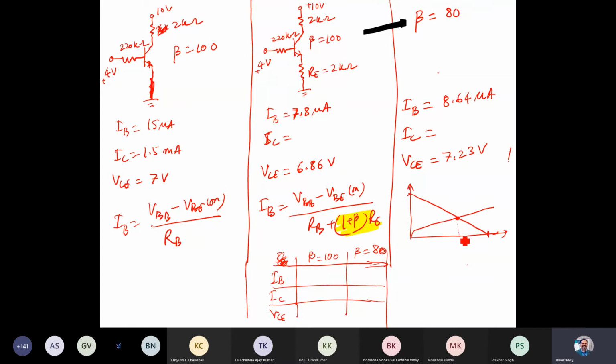This Q point keeps on changing. I didn't change any other parameter. What I'm changing is only beta, so this point is fixed, this point is fixed, so that's the load line. So what is going to change? Basically the Q point on the load line. So you won't see that huge a change, right? It is 7.23 here, and this is 6.86.